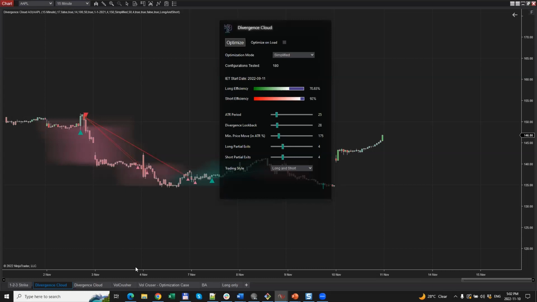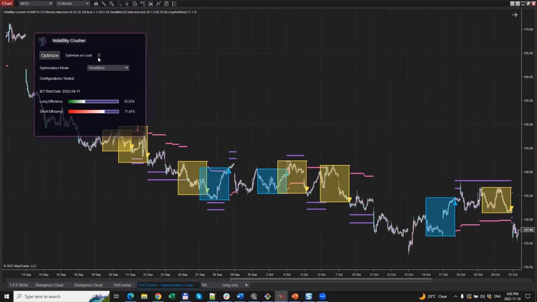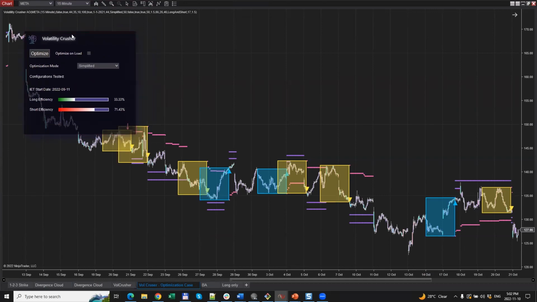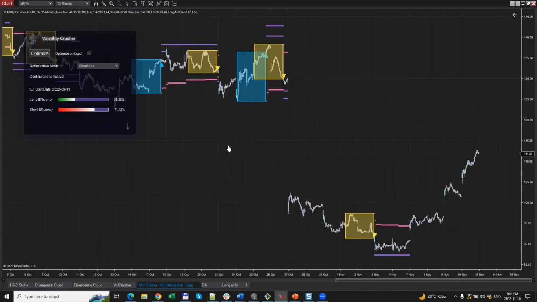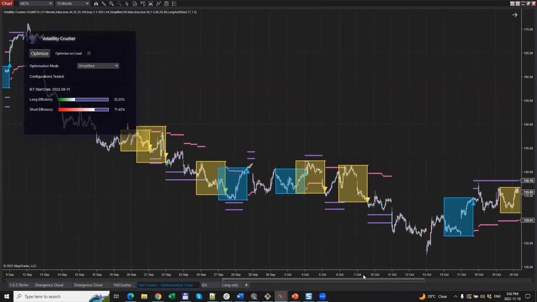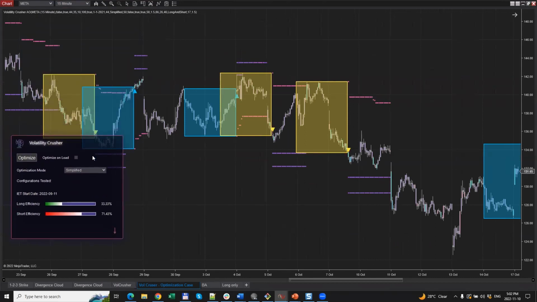In some cases, let me open a completely different chart. Here we have, what do we have? We have volatility crusher on Meta, formerly Facebook. And we can see here, just by looking at the statistics, that for the long side, at least, our statistics were only at 33%. So we had a strong bias towards the short side, which was at 71%. But this was with our standard settings, which were not optimized.